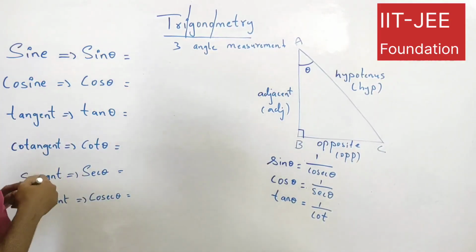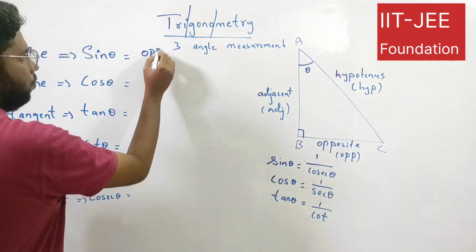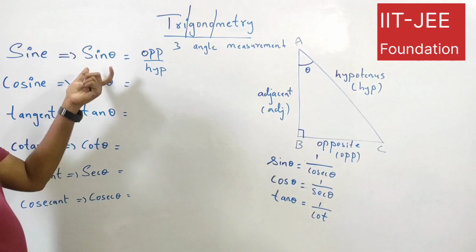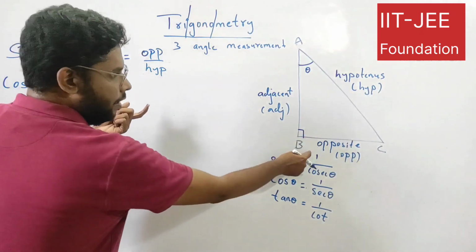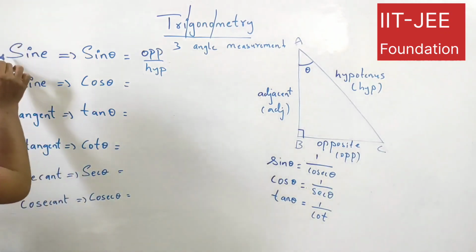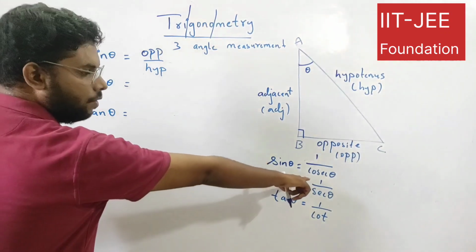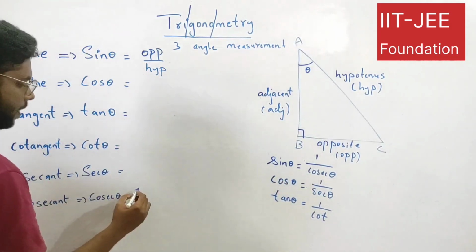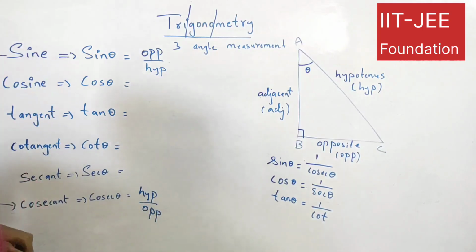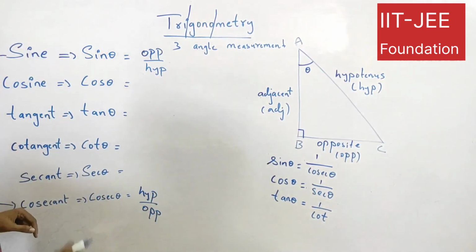First, sin theta. Sin theta is nothing but the ratio of the opposite side to the hypotenuse. Now sin theta's reciprocal is what? Cosec theta. So I will write this: hypotenuse divided by opposite. So sin theta's reciprocal, cosecant theta, we write as hypotenuse by opposite.